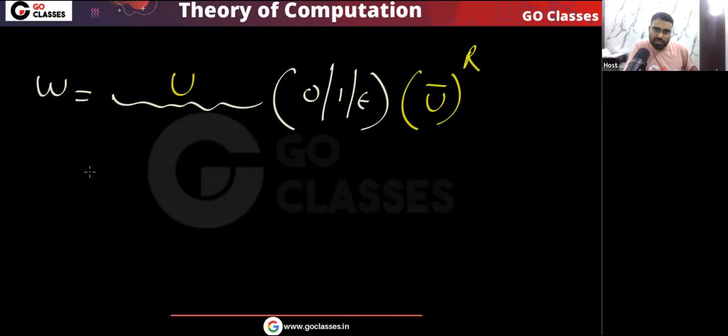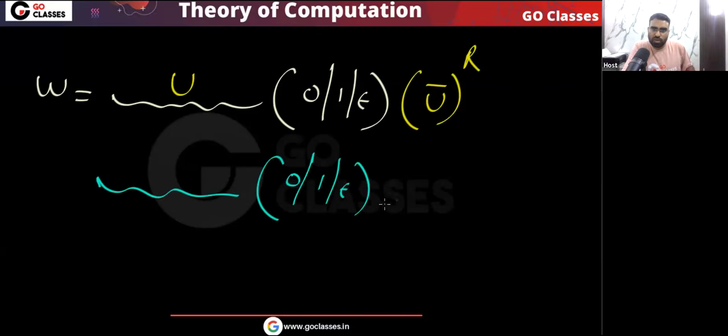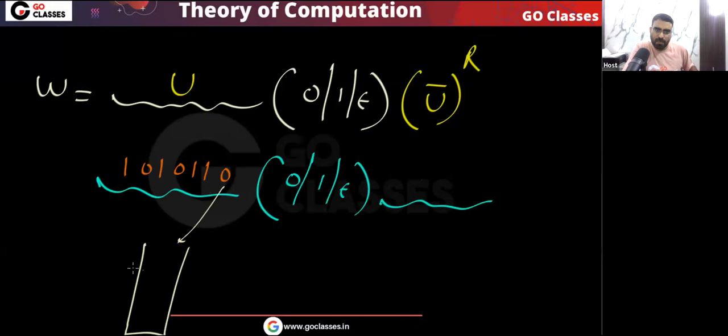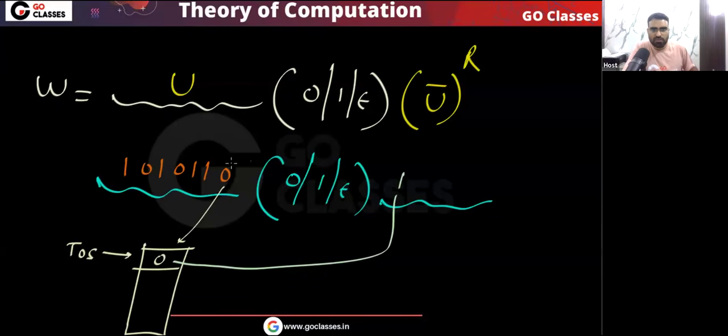Okay, let me explain what is happening here. See, let's assume this U, I am giving you, and you tell me what will be after this, 0 or 1 or epsilon, what should come? For example, if this 0 is there, because this 0 will go on the stack. Yes or no? See, this 0 will be on the top of the stack. Do you agree? Okay, so you can see that there should be 1 here. So if this is 0, then you must have 1 here.